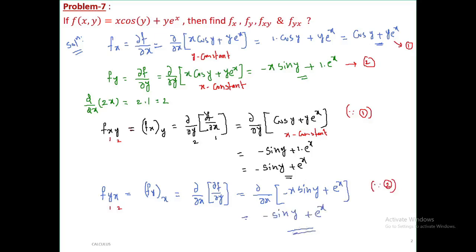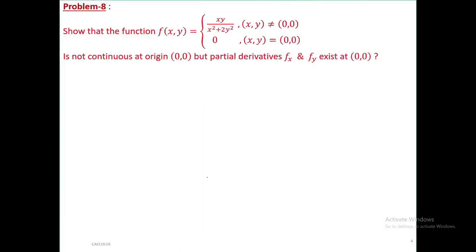Okay, next one, problem number 8. Show that the function f of x comma y is not continuous at origin, but partial derivatives fx and fy exist at origin. In general, if it is a single variable function and it is not continuous at some point, the derivative does not exist, right? But in partial derivatives it is not like that. The function is not continuous at some point, but partial derivatives may exist. It doesn't mean that they always exist, they may exist. So this is one of the examples.